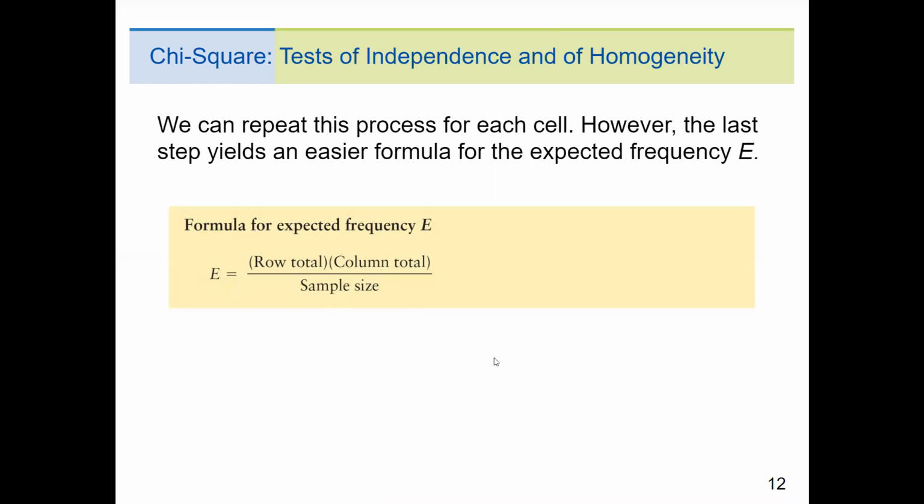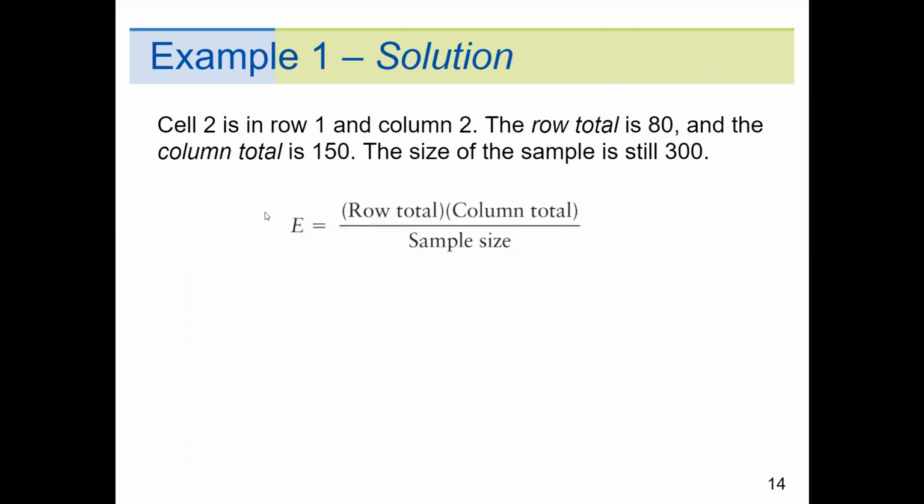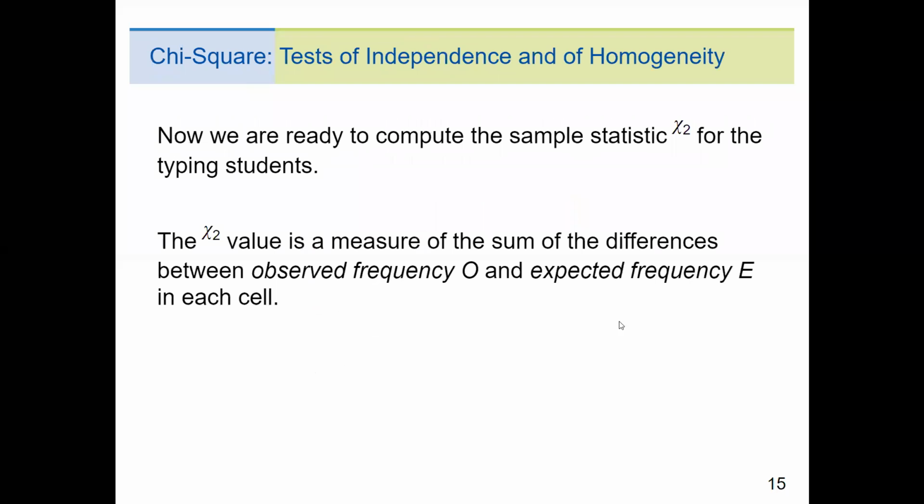We can repeat this process for each cell. However, the last step yields an easier formula for the expected frequency E. The formula for the expected frequency E is row total times column total over sample size. Okay, so 90, 150, 60, 80, 120, 100. Sample size is 300. So cell 2 is in row 1, column 2. The row total is 80 and the column total is 150 and the sample size is 300. So 80 times 150 over 300 equals 40.